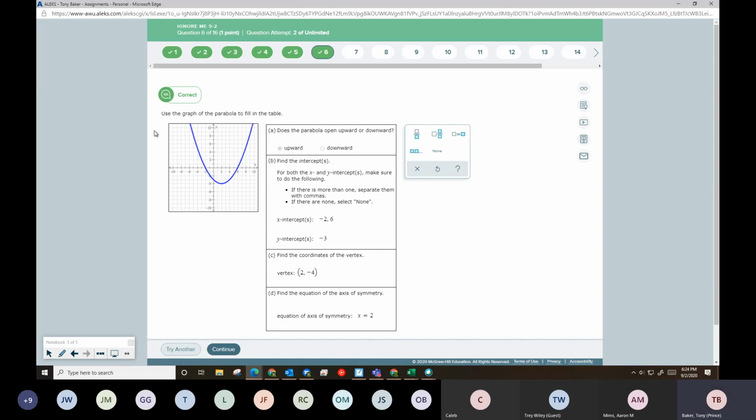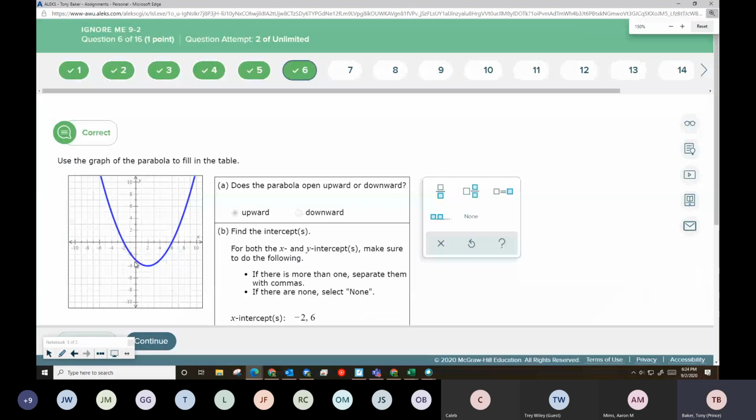Any questions with pulling information off the graph of a parabola? How did you get the y-intercept? It's where it crosses the y-axis. So in this case, if I zoom in a little bit, you can see it crosses the y-axis right there at -3.